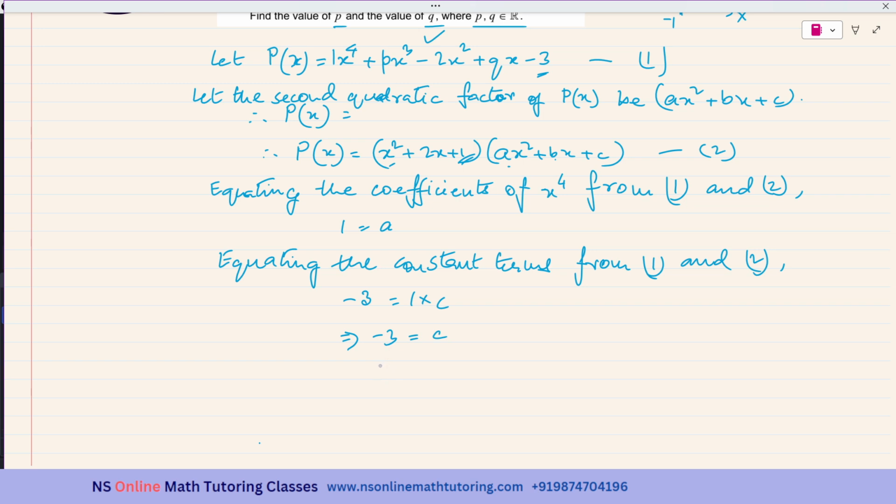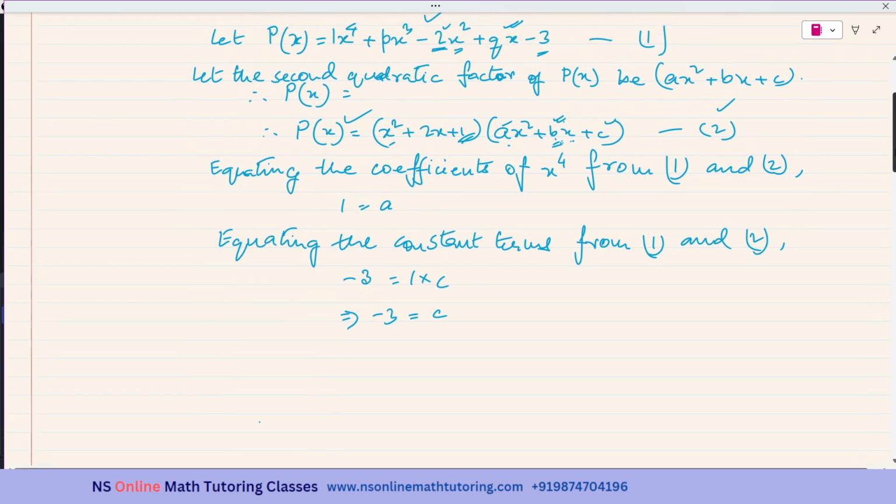Actually I'm interested in getting the value of b. If I have the value of a and the value of c, and I can get the value of b, I will know the entire expression of p of x. So my target is to get the value of b. b is the coefficient of x, but the coefficient of x in expression 1 is q, so I cannot use the term containing x. What I can take is the coefficient of x squared, where from 1 it is negative 2, a number. What can be the coefficient of x squared from equation 2?